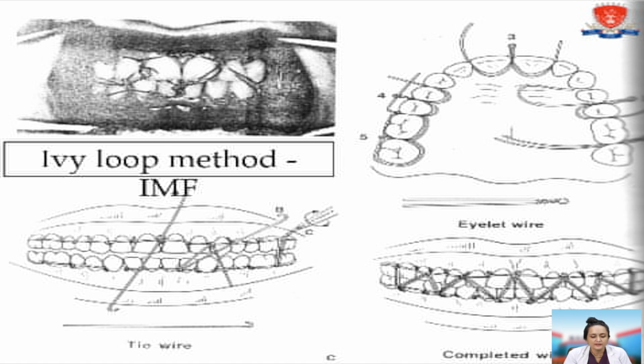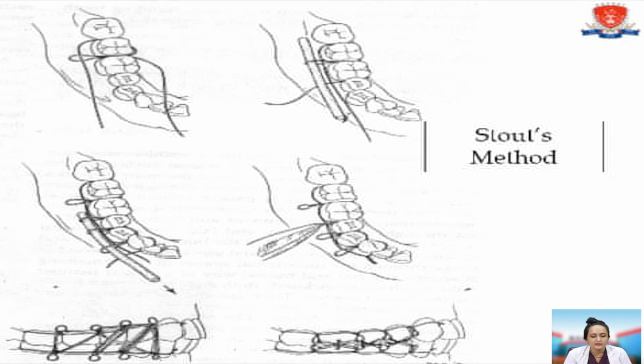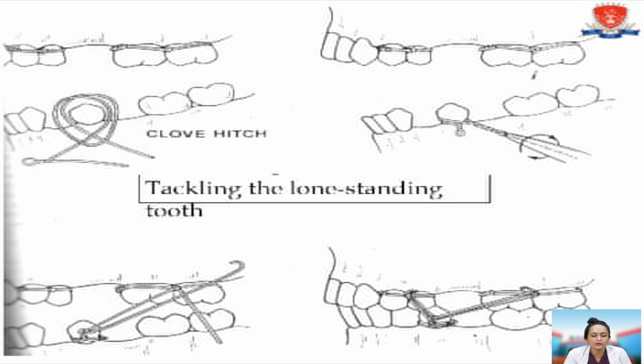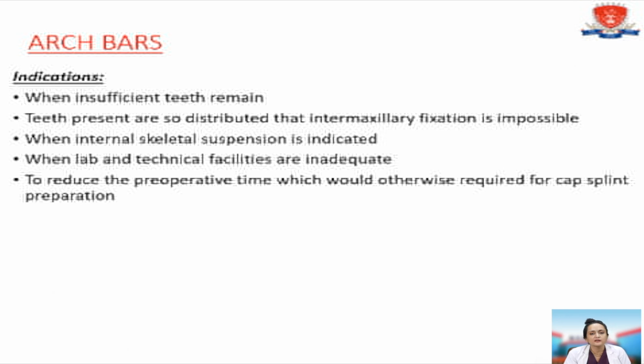This is the Stout's method. If there is a single tooth remaining, you can go for a clove hitch. And then there are arch bars. The indications are when insufficient teeth are remaining, teeth present are so distributed that intermaxillary fixation is not possible, and when lab and technical facilities are inadequate, to reduce the preoperative time which would otherwise require cap splint preparation.